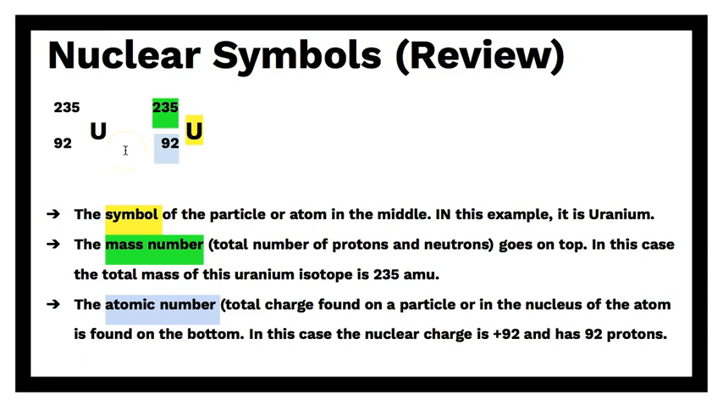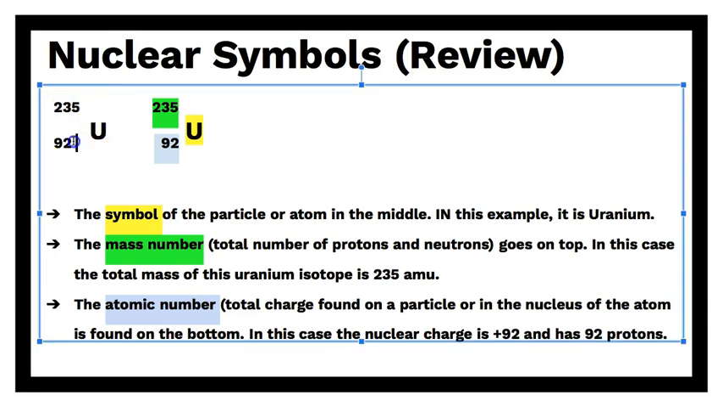So remember nuclear symbols from semester 2. You write the symbol, this is uranium. You write the mass on top, and you write the atomic number at the bottom. So just remember how to write these because we're going to be using these a lot.